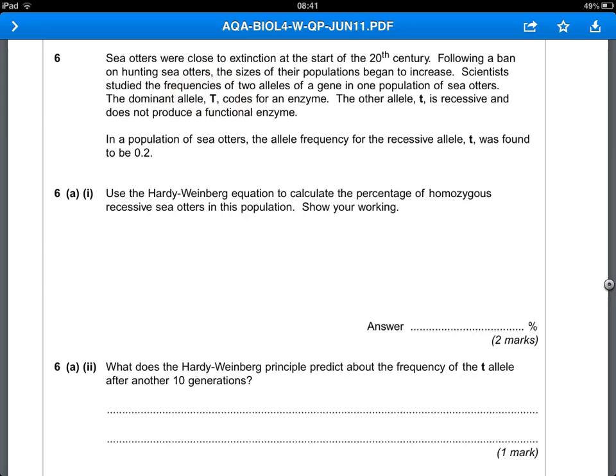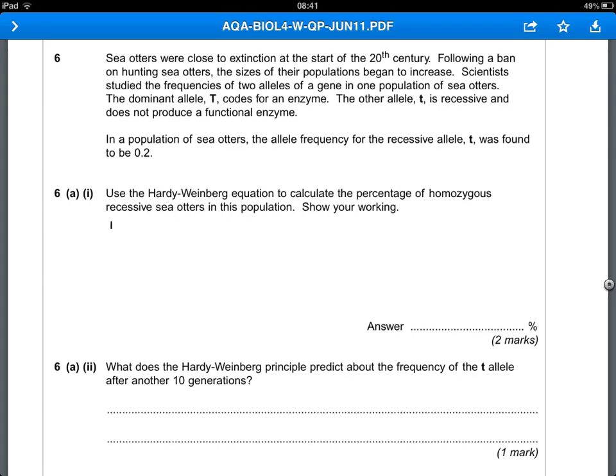The dominant allele, T, codes for an enzyme. The other allele, little t, is recessive and doesn't produce a functional enzyme. So in the population of sea otters, the allele frequency for little t was found to be 0.2. So use Hardy Weinberg, put the equations down to calculate the percentage of homozygous recessive sea otters in the population and show your workings.